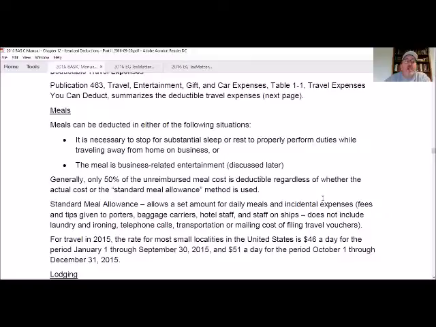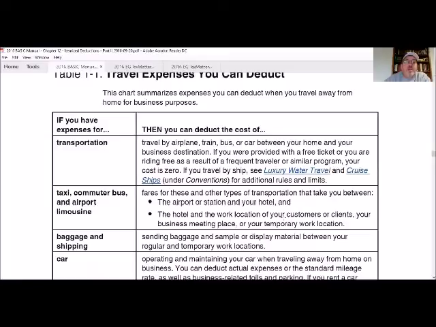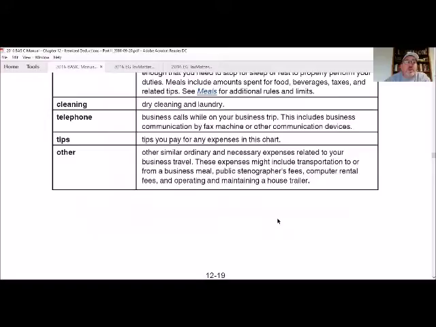Meals, deducting meals. The IRS has determined that human beings need to eat. So in job related, any meals that you have when you're out at work, you cannot deduct. However, if you have a business meeting where you meet with somebody, a cup of coffee at Tim Hortons, you buy their coffee and their bagel, you can take half of it. So you can take half of that for those meals. It talks here about travel expenses you can deduct and things that you can do.